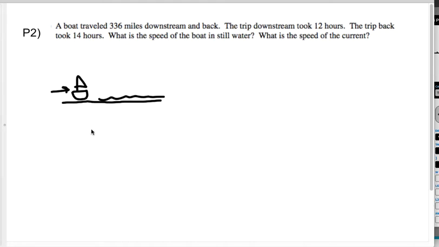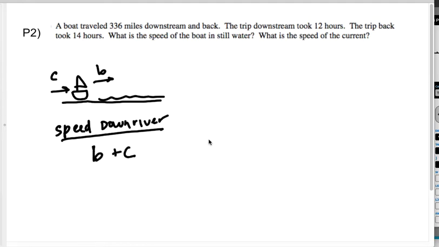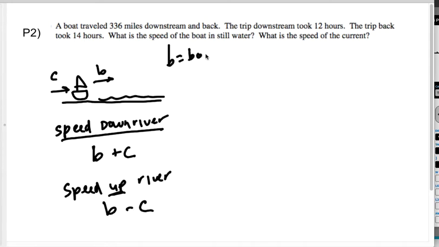Okay, so basically, the issue here is that going downriver, we have the current plus the boat. So the speed downriver is the speed of the boat plus the speed of the current. But the speed going upriver is the speed of the boat fighting against the speed of the current. So here, B is the boat speed in still water, and C is the current speed.